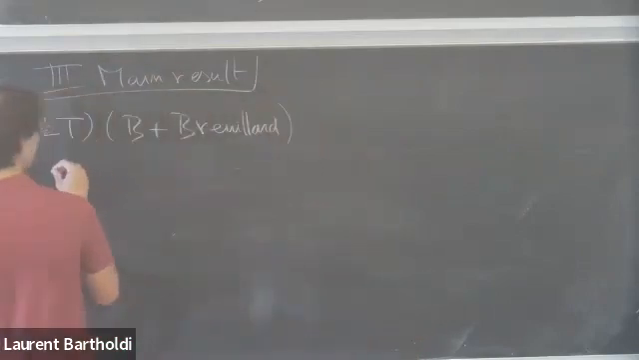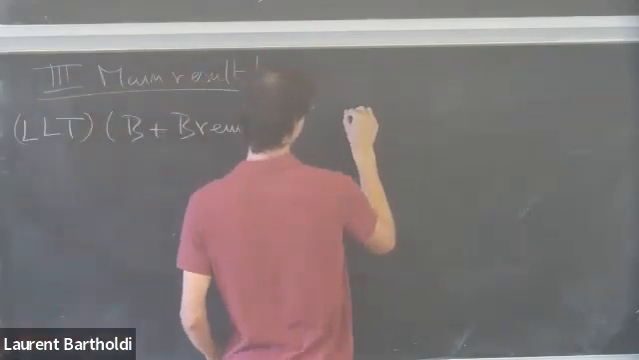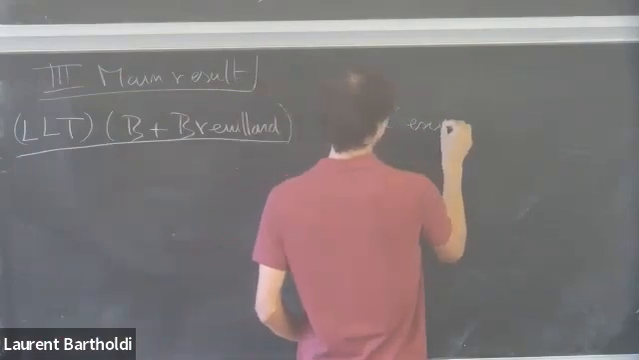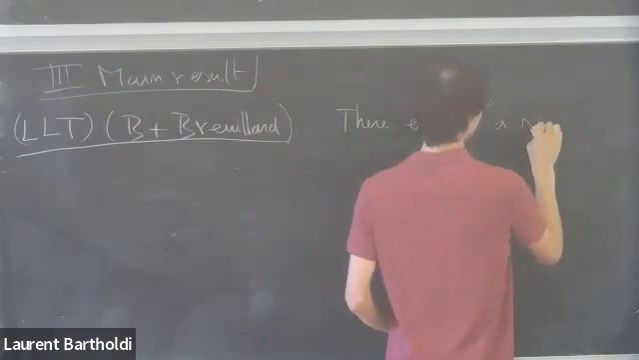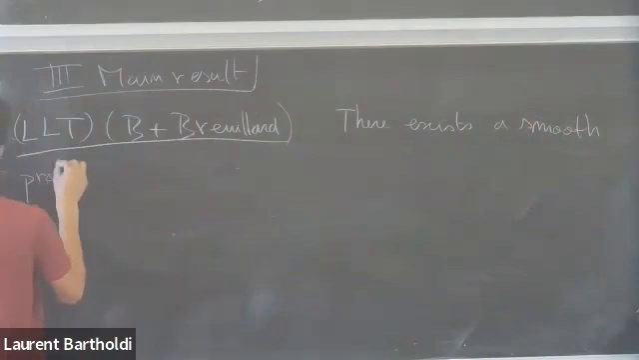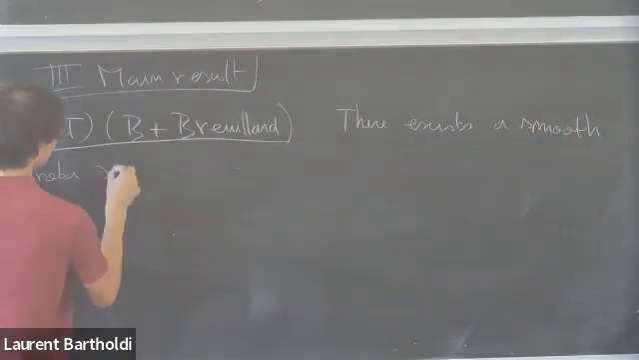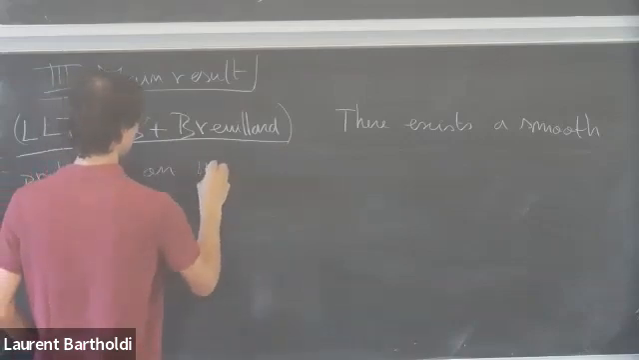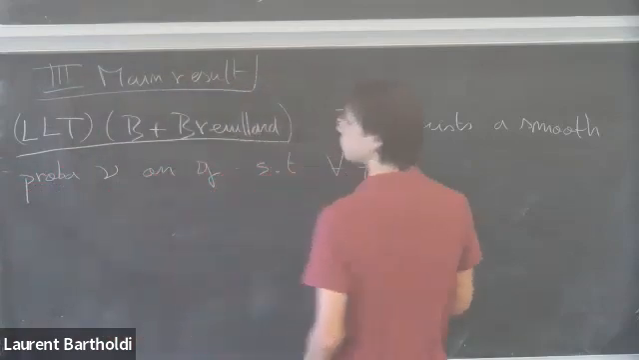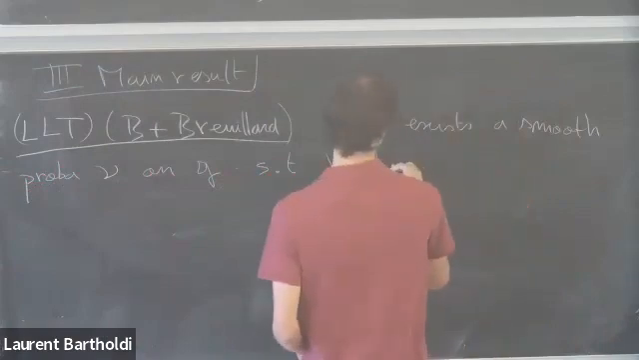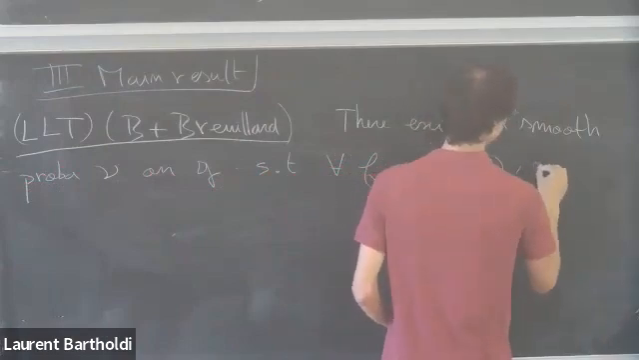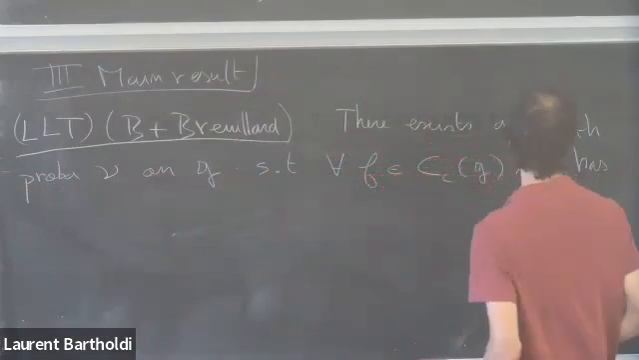It goes as follows. There exists a smooth probability measure, that I call mu, such that for all continuous functions on G with compact support, one has the following estimation.